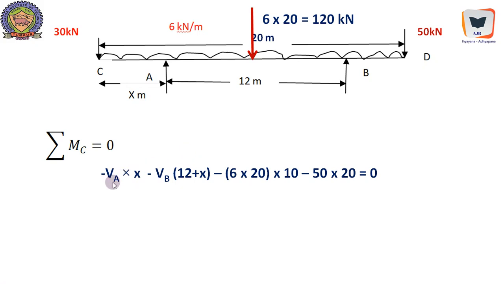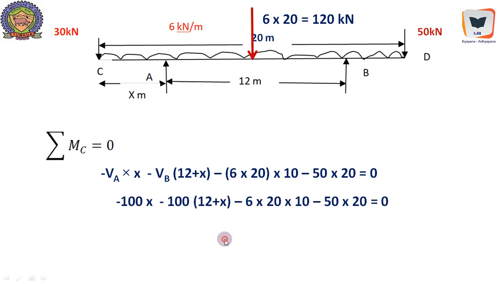So minus VA into X, this is the X, and we are taking anti-clockwise moment, minus VB going up into 12 plus X, that is the moment arm, minus 6 into 20, 120 into 10, and this distance is known to us because it is half of 20, minus 50 into 20. Anyway, this force cannot create a moment because it is acting right at C. Now we will get X equal to 5 meters.